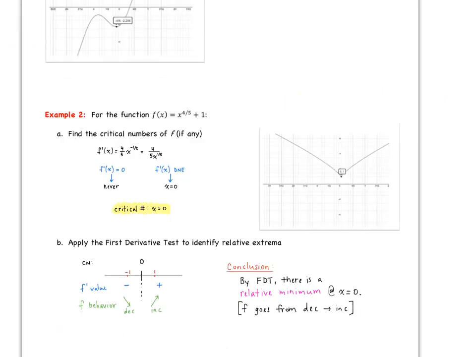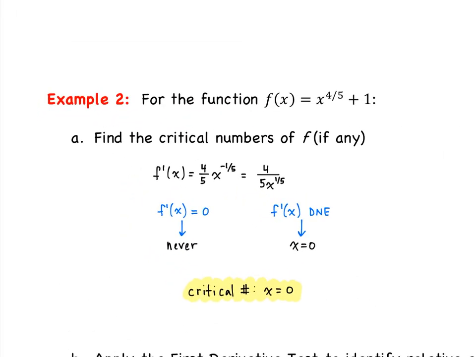This next example wants us to apply the first derivative test to identify any relative extrema. Whenever I see that, the first thing we need to do is find any and all critical numbers of f if there are any. So we need to find the derivative, right? Here's our function f of x equals x to the 4/5 plus 1. Finding the derivative, we get 4 over 5x to the 1/5. Now remember, critical numbers are found by setting f prime equal to 0 or determining when f prime doesn't exist. f prime will never equal 0, but it is undefined when x equals 0. So our critical number is x equals 0.